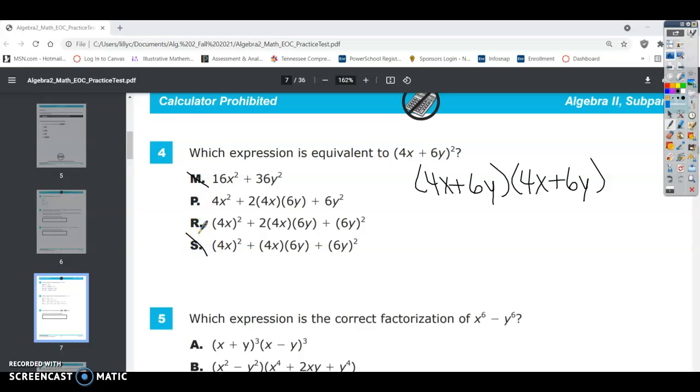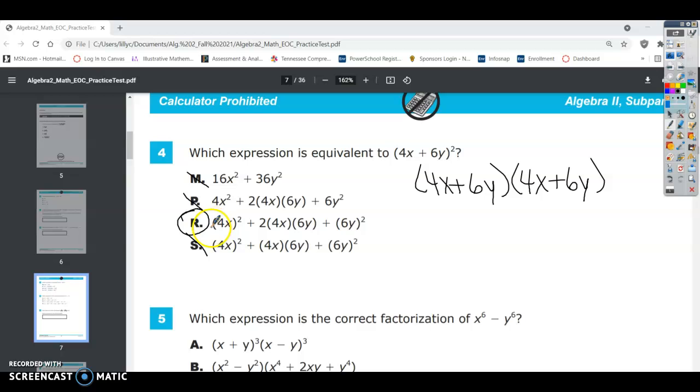And then you're going to have 6y times 6y, which is 36y squared, or (6y) squared. Now you notice the difference here is that this is in parentheses, which means the 4 is squared and the x is squared, and up here it's not. So this one is not squaring the 4 or the 6, so that one is not correct. So the correct expression here would be answer R.